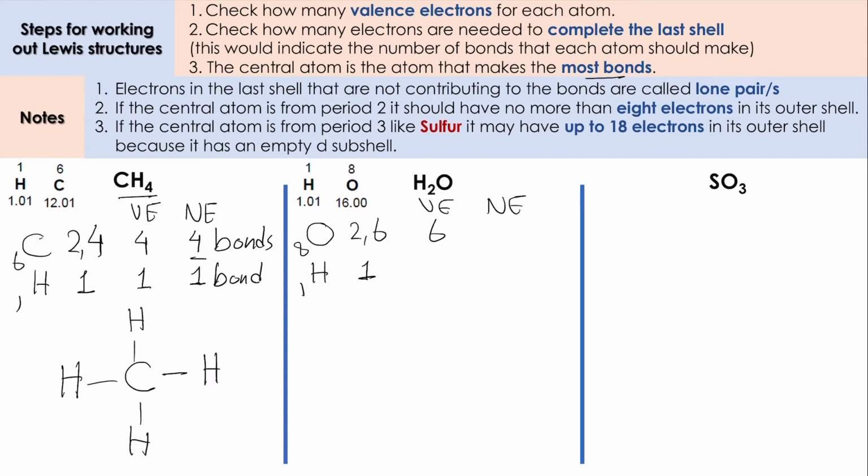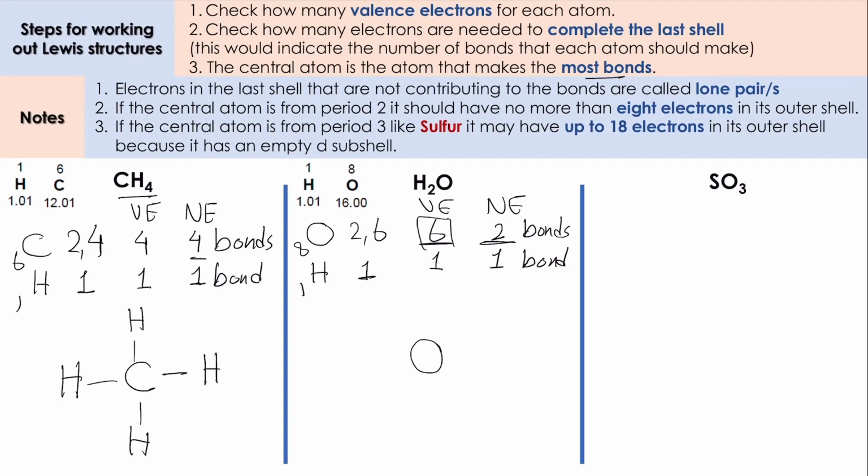How many electrons are needed to complete the last shell with 8? 2 electrons, so it would make 2 bonds. For hydrogen, how many valence electrons? 1. How many needed electrons to complete the last shell? 1. So how many bonds? Only 1 bond. Okay, so here is oxygen. Oxygen has 6 valence electrons and needs 2 electrons, so it would form 2 bonds. It means that we have only used 2 electrons from the 6 electrons.